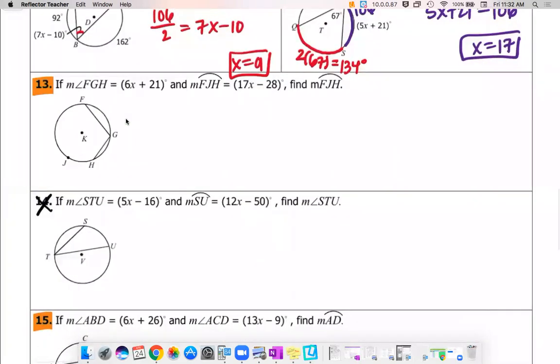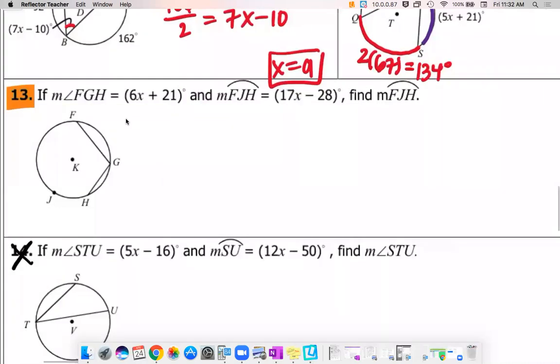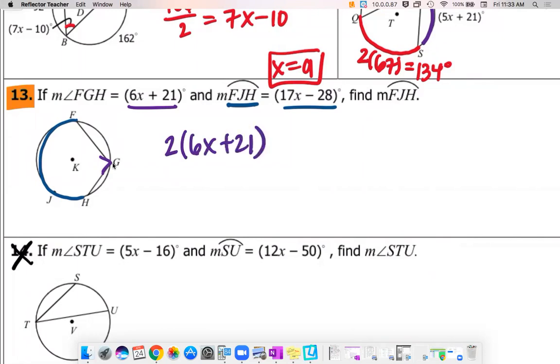Okay, 13. Find the measure of FGH. We're trying to find this. Oh, nope, just kidding. That is this. And then the arc FJH is this. Find the measure of arc FJH. Okay, so the relationship is that the blue arc is double what this one is. So I can take my purple, my angle 2, and double it. So 2 times 6x plus 21, and I know that's going to now equal what my arc was.